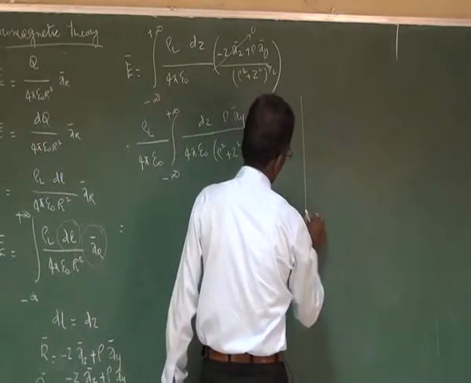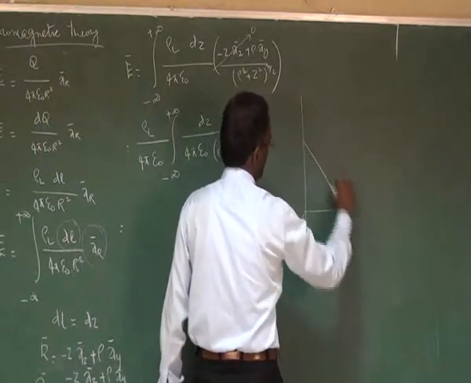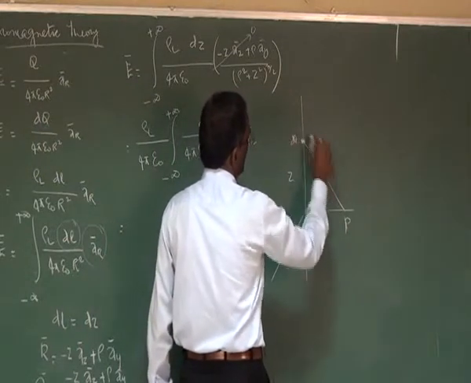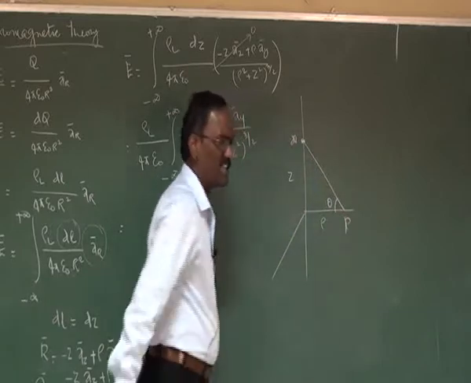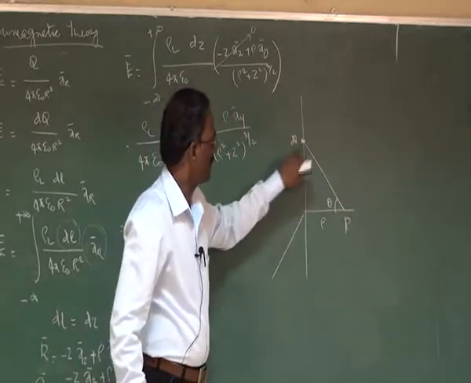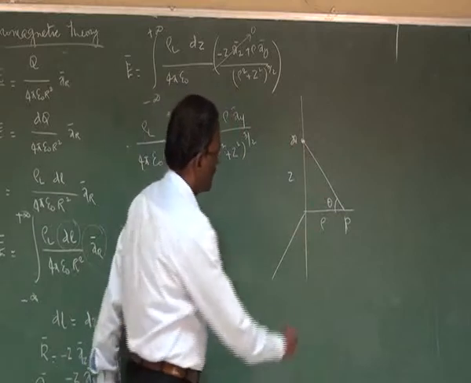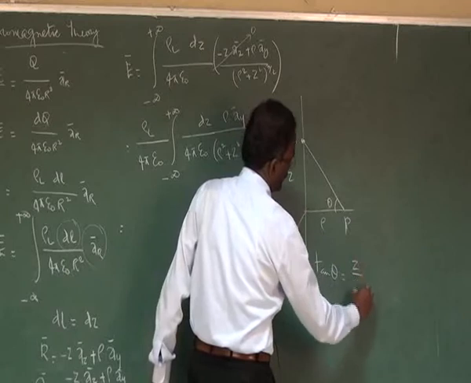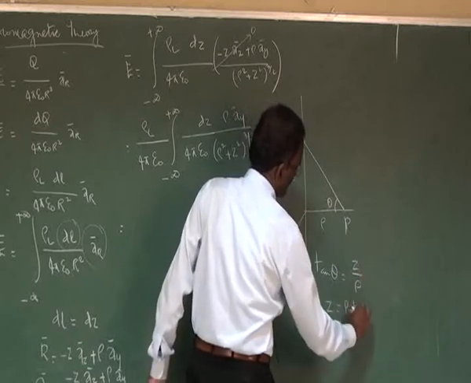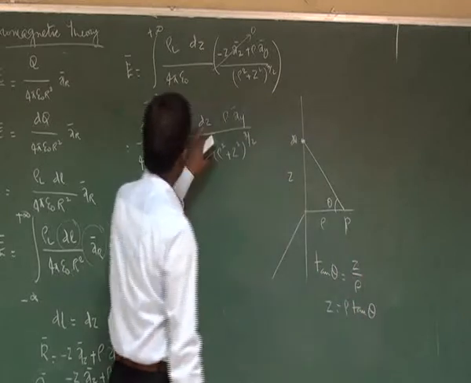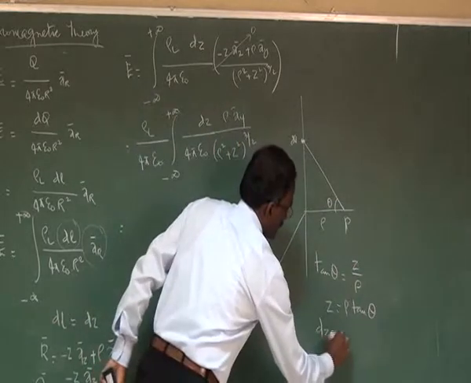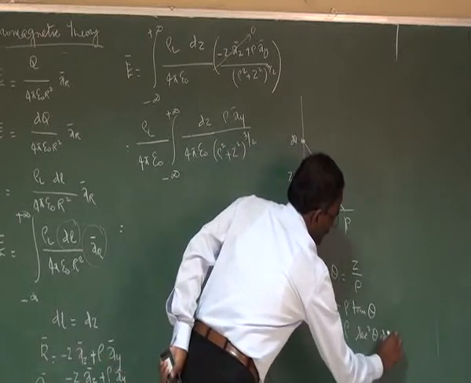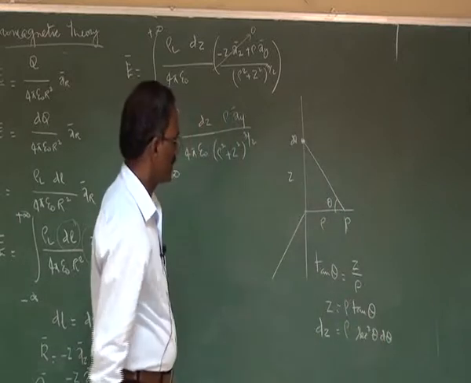For this matter, this is my original diagram. This is a point B, rho units, and this is z units, this is dl. I will consider one angle theta here. This is a right angle triangle, this is the angle theta. From this diagram I can write tan theta is equal to z divided by rho, or z is equal to rho tan theta. So I want to substitute for dz by differentiating z: dz is equal to rho secant square theta d theta. Differentiation of tan theta is secant square theta d theta.